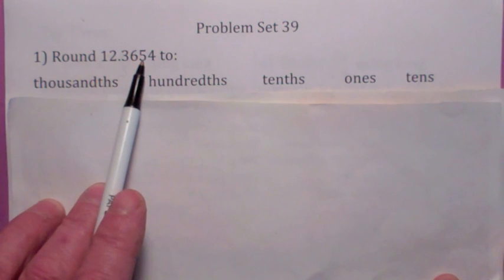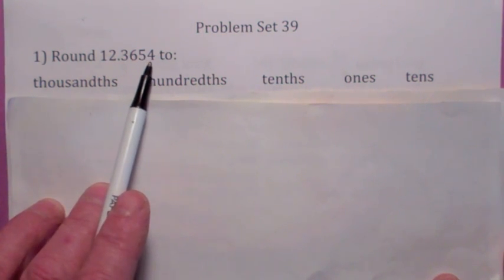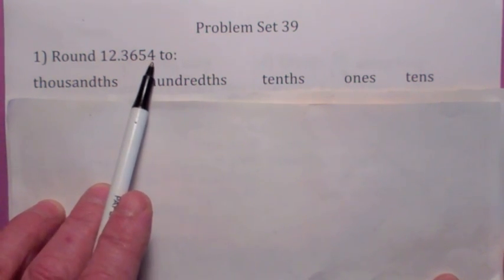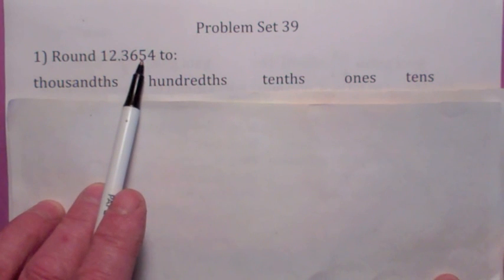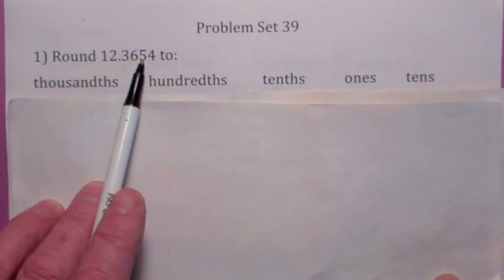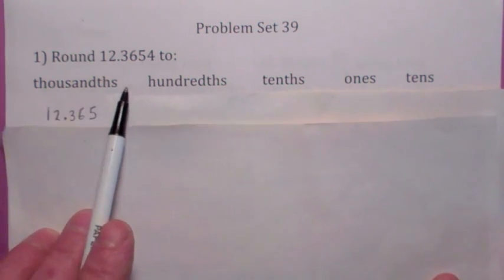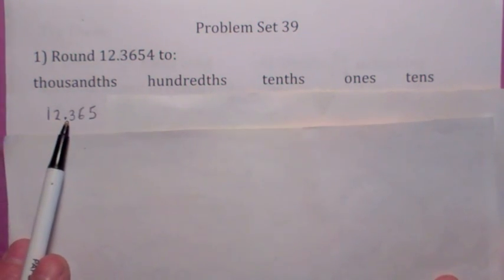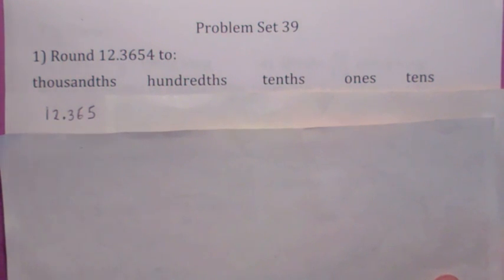When you round to the thousandths place, you look at the next place over. And if that number is 5 or more, then it kicks this number up. So since the 10,000ths place is a 4, then this just stays as a 5 here. So rounded to thousandths, it would just be 12.365. That's how it works.